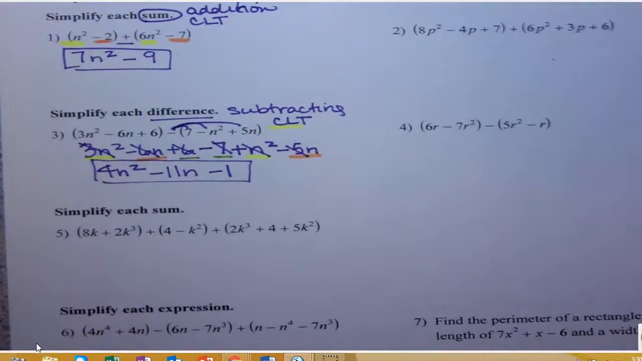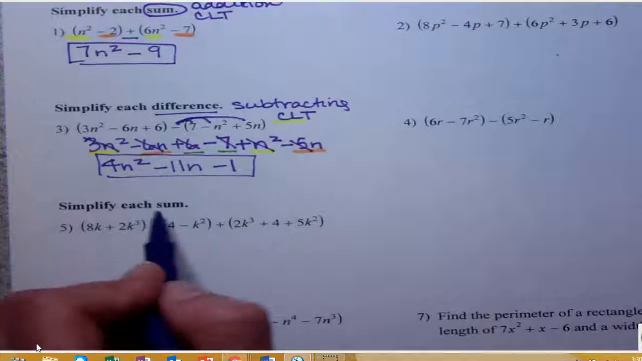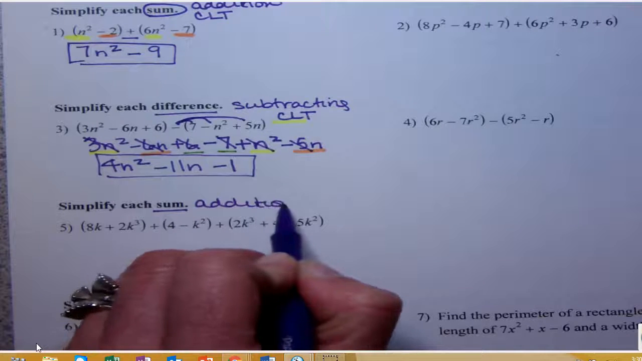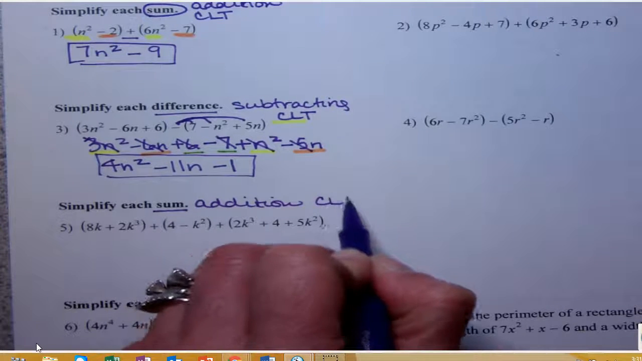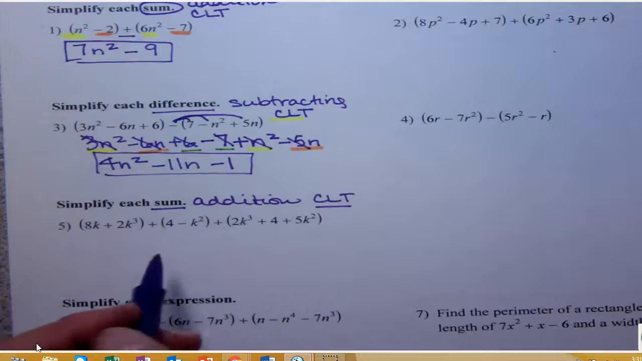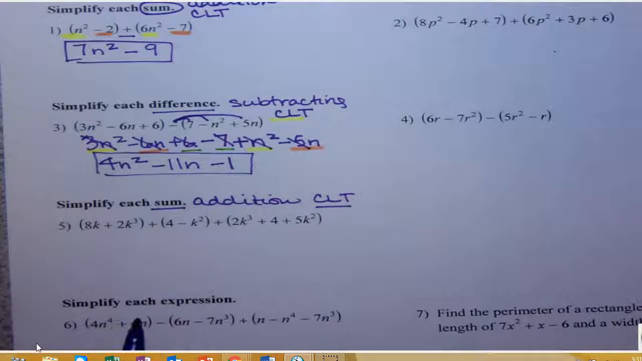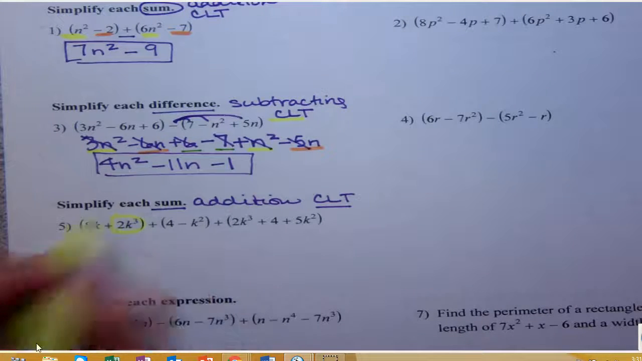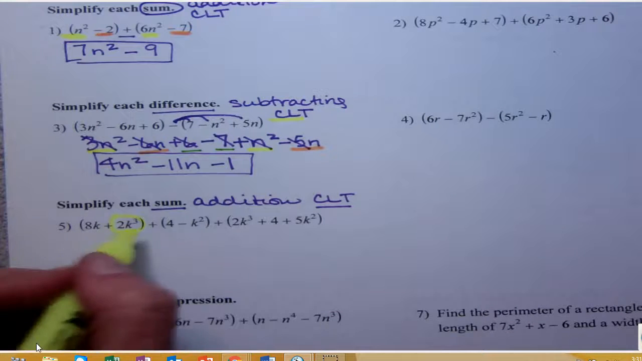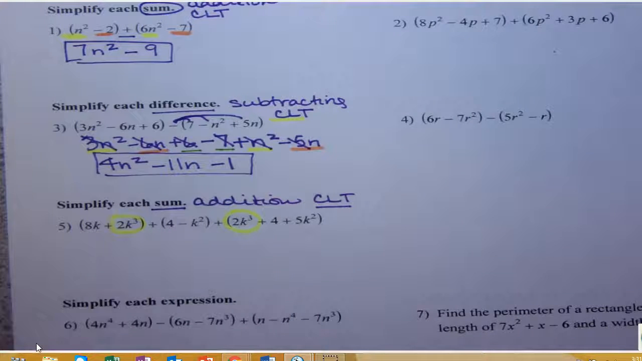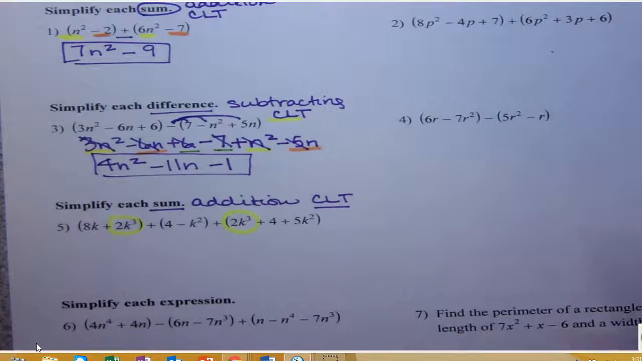Moving on. Now it's saying simplify each sum. Again, addition. Addition and subtraction mean combine like terms. Okay? So I'm going to find out which ones are the same. I'm going to look for my biggest exponent first. So there's k to the third. There's a k to the third, and I've got no other k to the thirds.